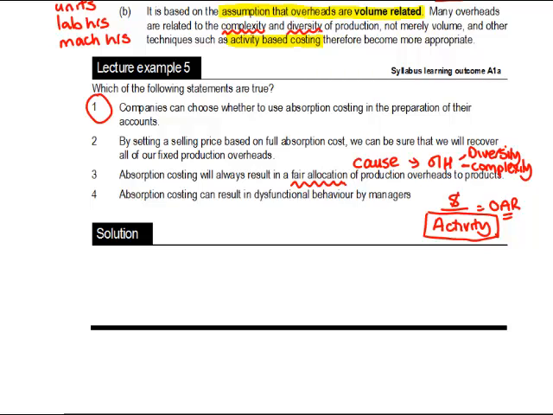And finally, absorption costing can result in dysfunctional behaviour by managers. That is true. We've seen that we can have inventory building towards the end of the period, and that would be just to manipulate profit levels. Now you might say, why is this dysfunctional? Inventory causes holding costs if we can't sell it. So it's going to cause extra costs for the organisation, and therefore it's dysfunctional.